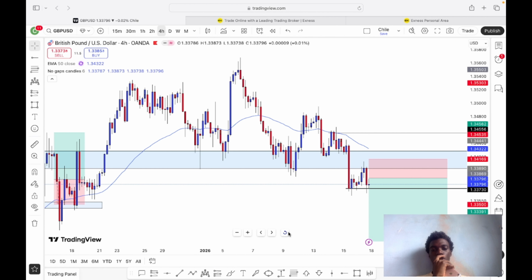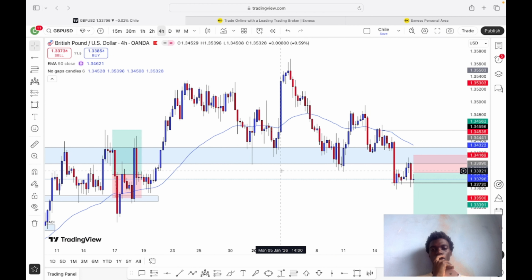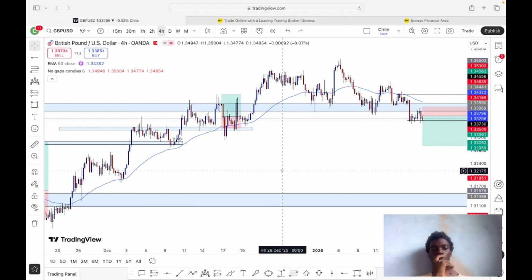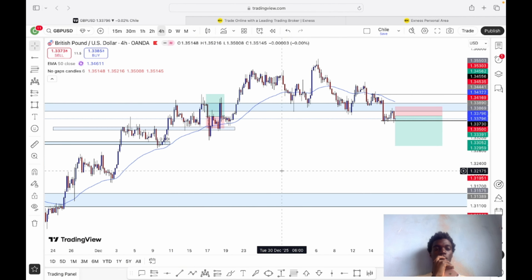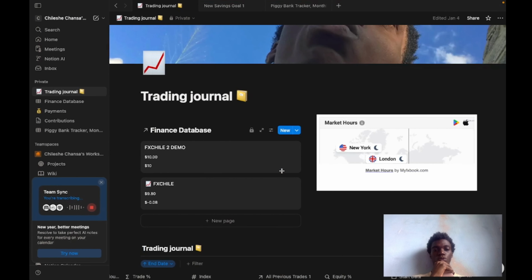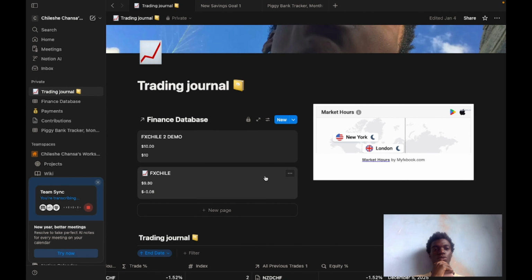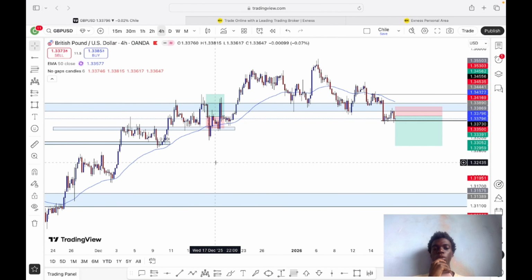So this is the first trade we're going to take on the chart, on the demo account. So this is our trading journal. I've shown you our approach to the market.